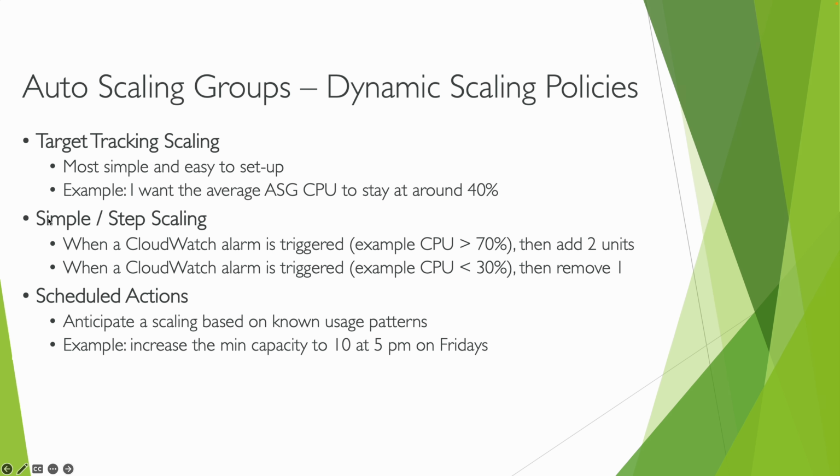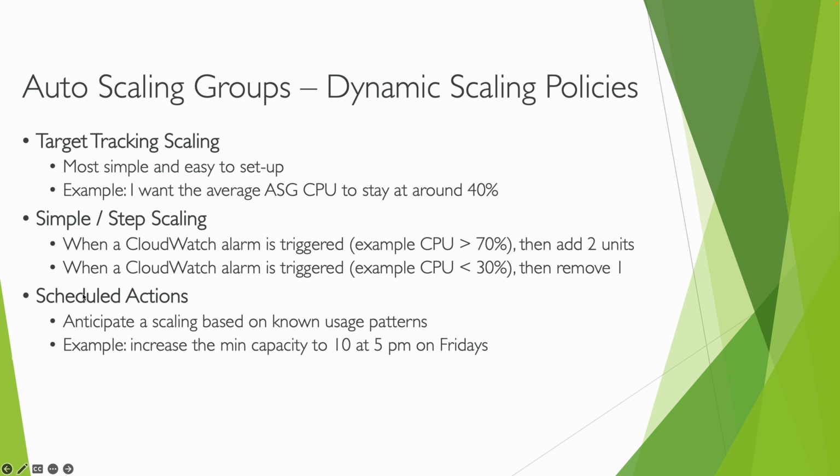And there is another one called simple or step scaling. When a CloudWatch alarm is triggered, as we saw in the previous slide, we can trigger an auto scaling group using a CloudWatch alarm. For example, if the CPU goes above 70%, we can add 2 units. When the CPU is less than 30%, we remove 1 unit. In simple and step scaling, you need to create this CloudWatch alarm on your own.